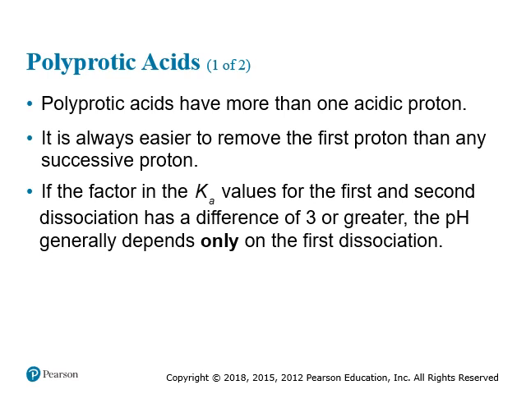In the case of a polyprotic acid, it should be noted that it's always easier to remove the first proton from a polyprotic acid than any additional proton. Some polyprotic acids can donate 2 protons, some can donate 3 protons. Now, when determining the pH of a solution of a polyprotic acid, we should consider only the first dissociation if the difference between the first and the second dissociation is greater than 3 in terms of the Ka values.